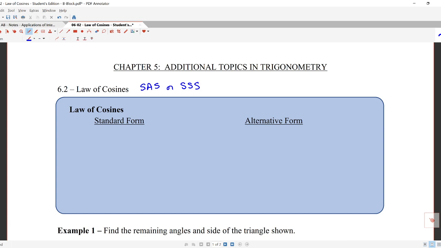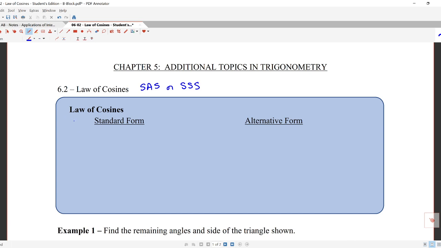When you're given just one corner of a triangle, the two sides and that angle, we're going to be able to find the opposite side first using the law of cosines, and then the remaining angles. If you're given just three sides of a triangle, we'll again be able to use the law of cosines to find one angle, and then we can switch and use either the law of cosines or the law of sines to find the remaining angles. So let's take a look at the law of cosines.